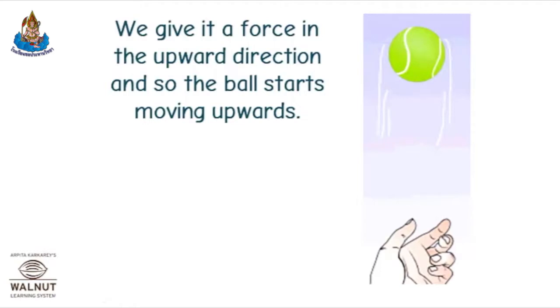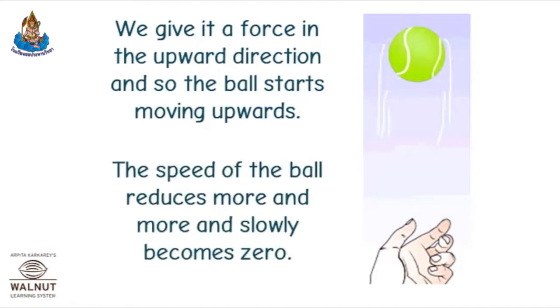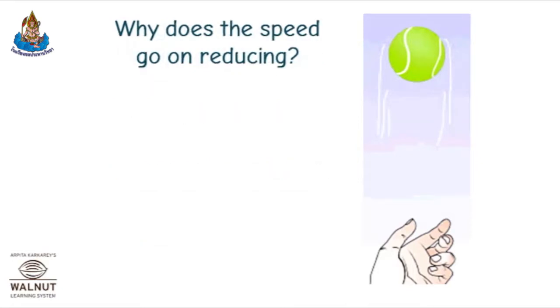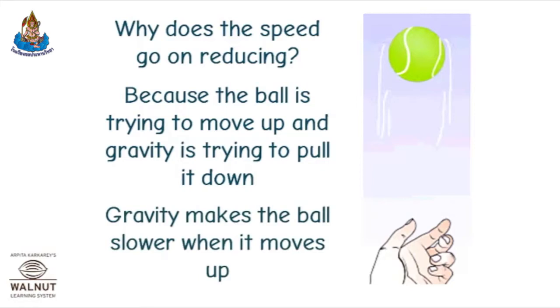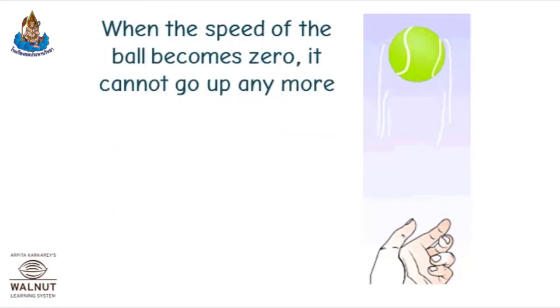We give it a force in the upward direction, and so the ball starts moving upwards. The speed of the ball reduces more and slowly becomes 0. Why does the speed go on reducing? Because the ball is trying to move up and gravity is trying to pull it down. Gravity makes the ball slower when it moves up. When the speed of the ball becomes 0, it cannot go up anymore.